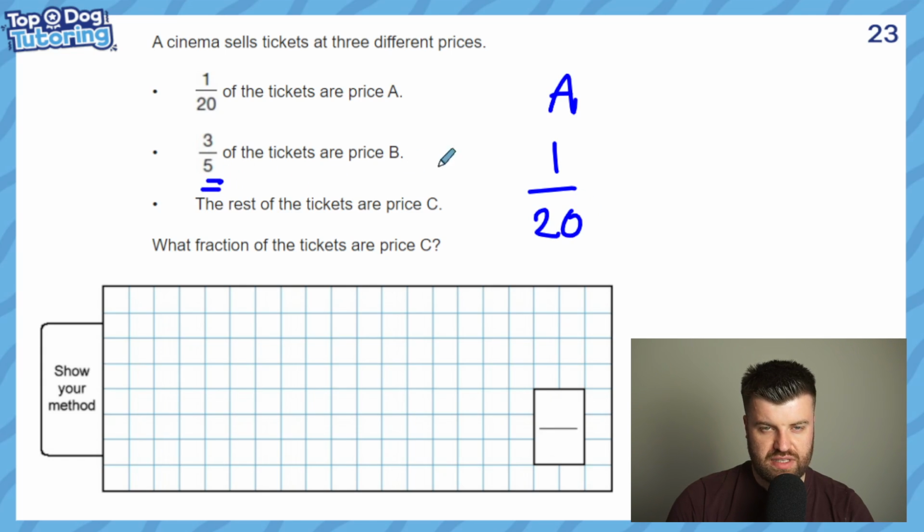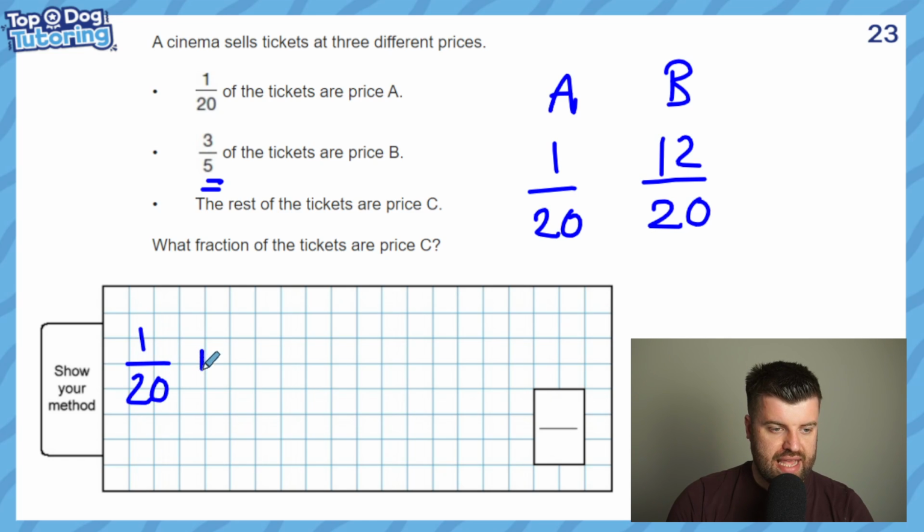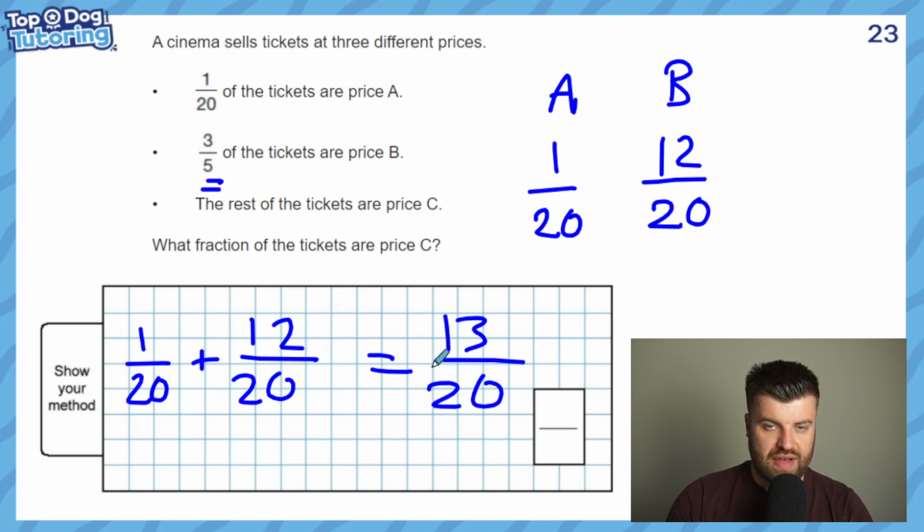I can change 5 into 20 very easily. So for B, I'm going to change it into 20ths. Now, 5 times 4 gives me 20, so I'm going to do the same to the top and get 12 out of 20. So now I can do 1 out of 20 at A, and 12 out of 20 with price B. That gives me 13 out of 20 altogether for A and B.